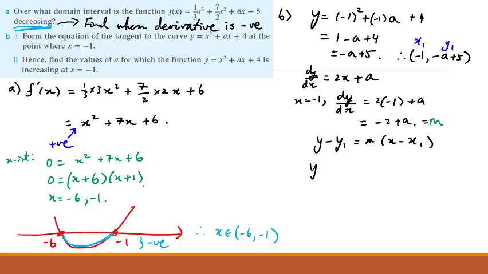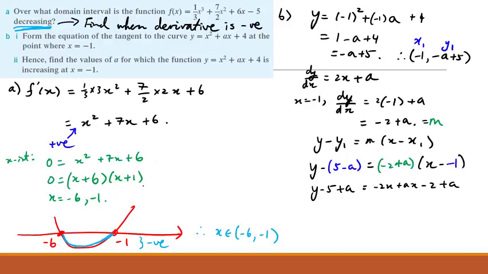So then y minus y1 equals m, then x minus x1. There we go. Then you just go through and solve it. Don't freak out, it's not that bad. That's a +1, so -2 plus a. Then put it all together.